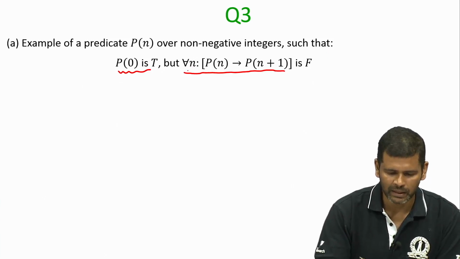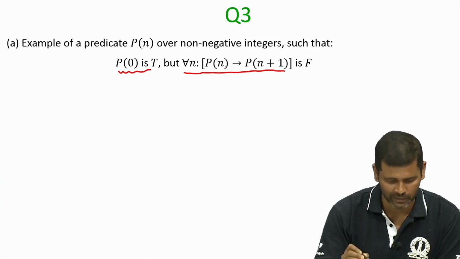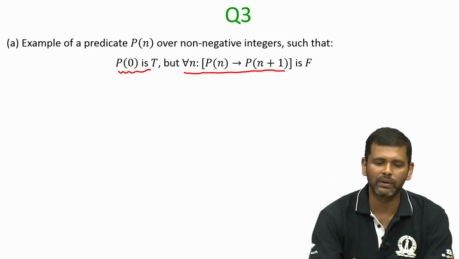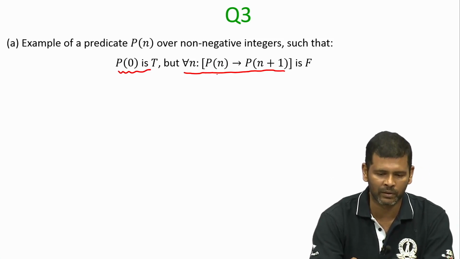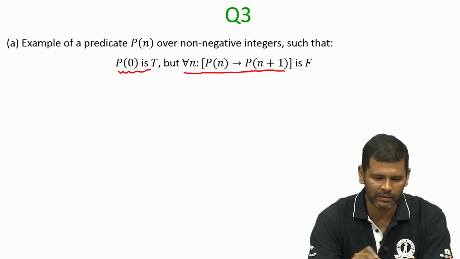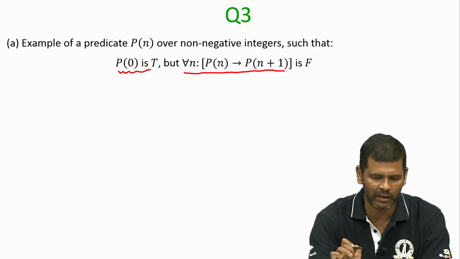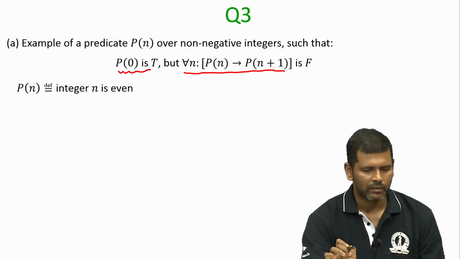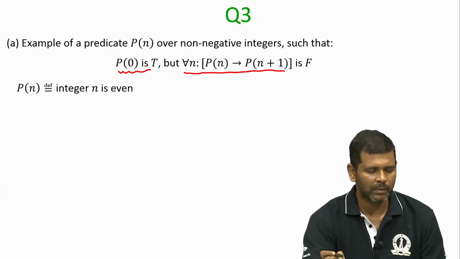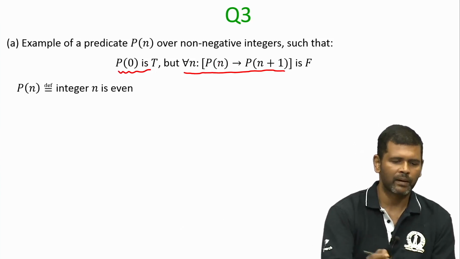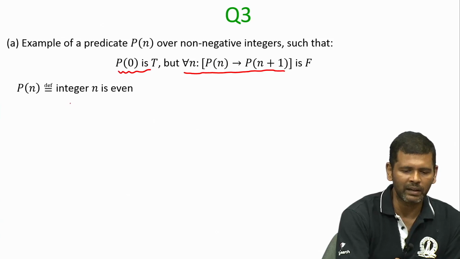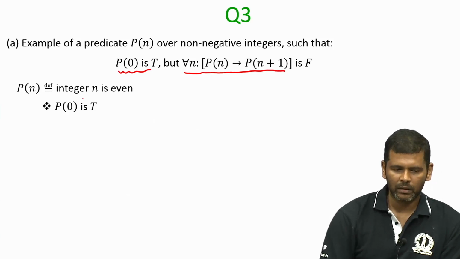Remember, the universal quantification will be true if it is true for every value of n in the domain. But even if it is false for one value of n in the domain, that shows that this universal quantification is false. So, here there can be multiple examples of such a predicate P. A very simple example is the following. Say my property P is that integer n is even.